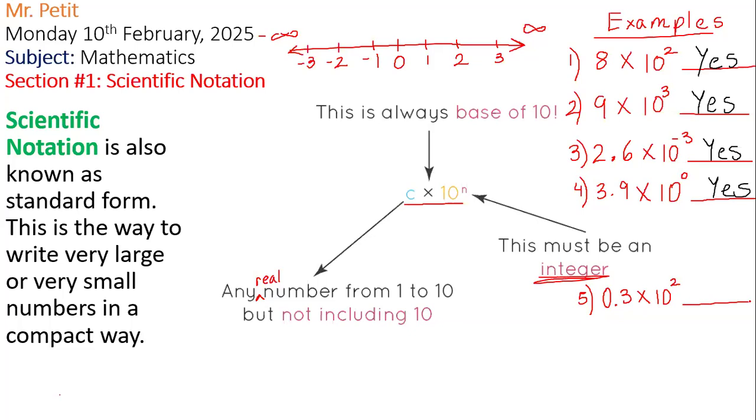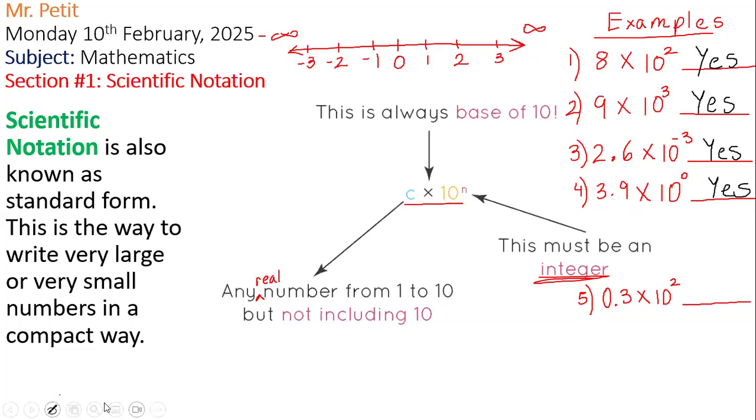No, sir. Why no? 0.3 is not 1 or above. Yes, the 0.3 is not between 1 and 10. It must be from 1 to 10.